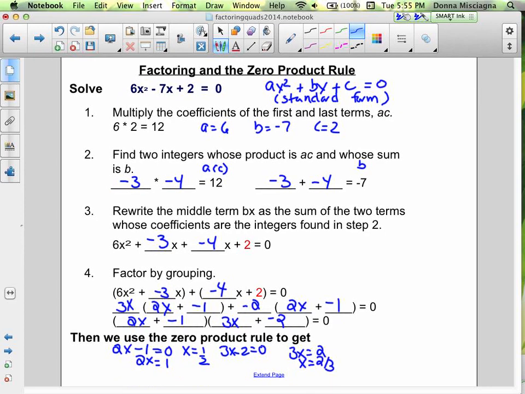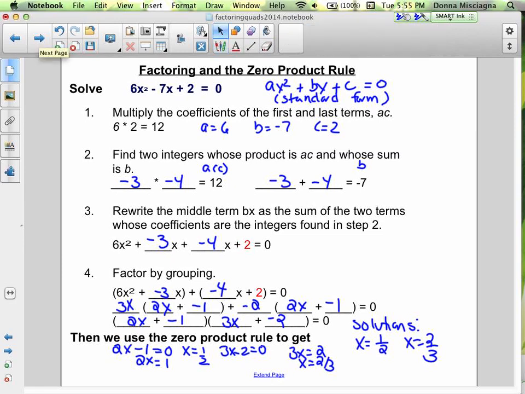All right, so we have two solutions. Our two solutions are x equals 1/2 and x equals 2/3. And that's all there is to it. All right, so just like before with the factoring, we're just going to set the factors equal to 0 and solve. And we'll do that anytime it's an equation.